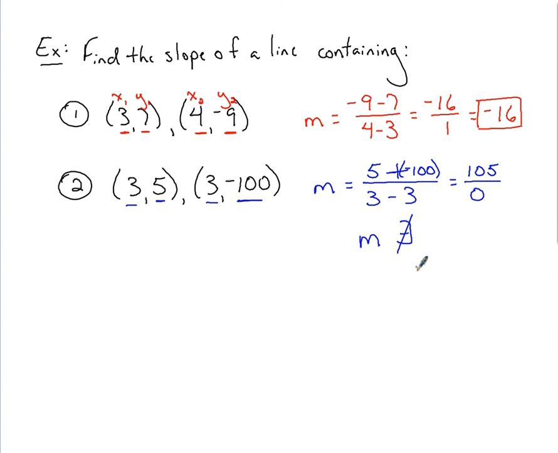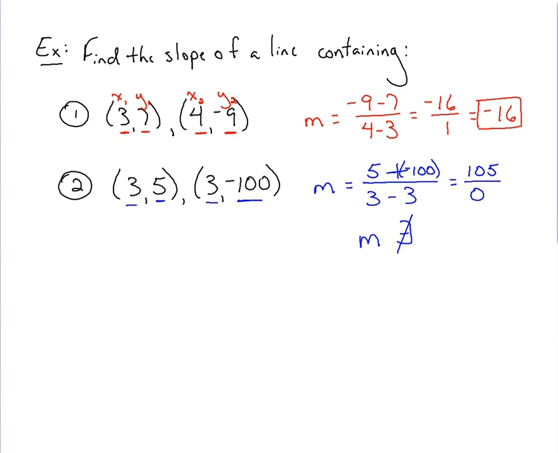The reason it does not exist is, one, yeah, we're dividing by 0, but the reason we're dividing by 0 is the x's are the same, and if the x's are the same, this is a special kind of line. You know what kind of line it is? It's a vertical line. So a vertical line has an undefined slope.